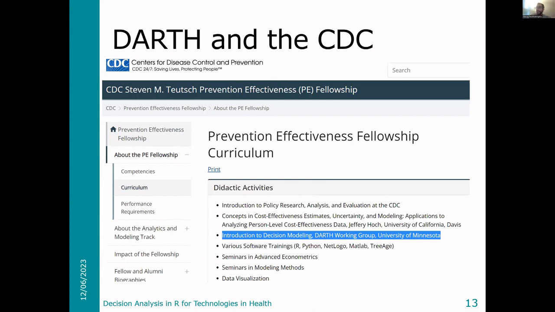So the other angle that we have been involved in over the last few years is the training of fellows at the CDC with regards to decision modeling. So the CDC has a Prevention Effectiveness Fellowship program, and some members have been informally receiving training from us through our workshops. And I think one of the leaders within the fellowship also received training, and they found it very useful. So for about 3 years now, we've been in the curriculum of the Prevention Effectiveness Fellowship, where CDC fellows go through training and receive a standard introduction to decision modeling, which involves both theory and practice.